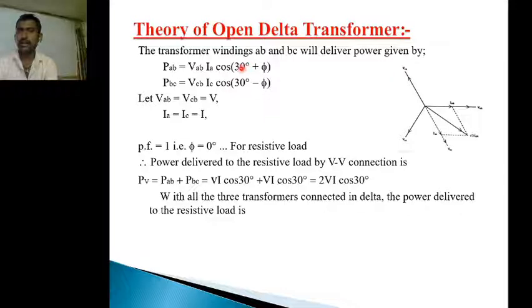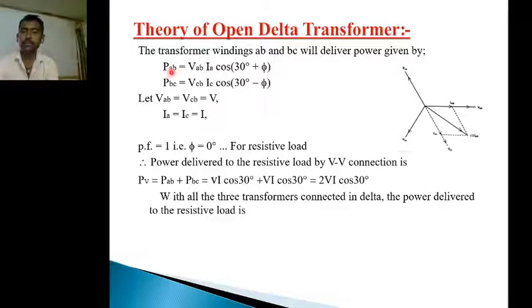But in our previous classes, in our first year classes and previous physics classes, in the three phase system, in order to find the two phase powers, we go for VAB IA cos(30 plus phi), and similarly VBC IC cos(30 minus phi). Here let VAB equal VBC equal V, and IA equal IC equal I, and the phase angle phi equal to 0. Then PAB is equal to VI cos 30 degrees, and similarly PBC equals VI cos 30 degrees.